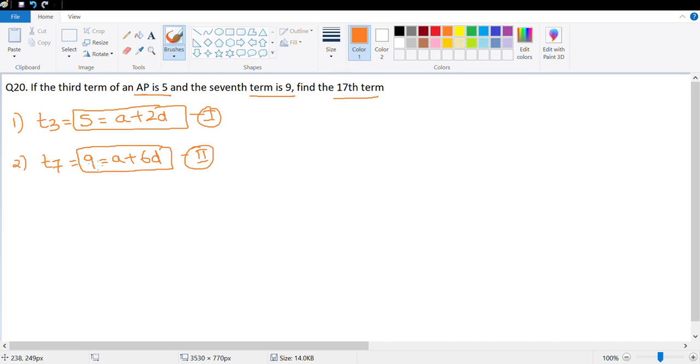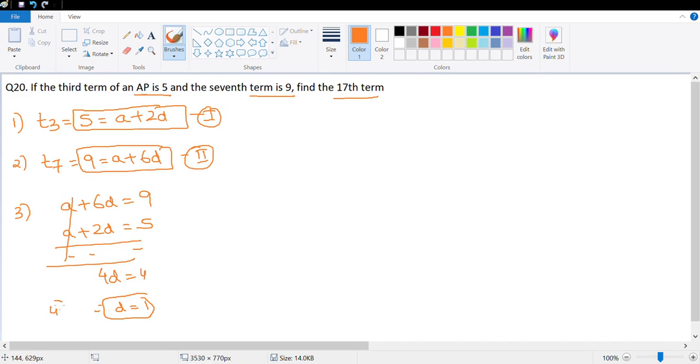Let's subtract them because I have two variables, two equations, and the coefficient of A is equal. So this is A plus 6D is equal to 9. A plus 2D is equal to 5. When I subtract, A and A get cancelled. 6 minus 2, 4D is equal to 4. Therefore, D is equal to 1. Next, what we need to figure out is the value of A. That's what will help us find the 17th term.